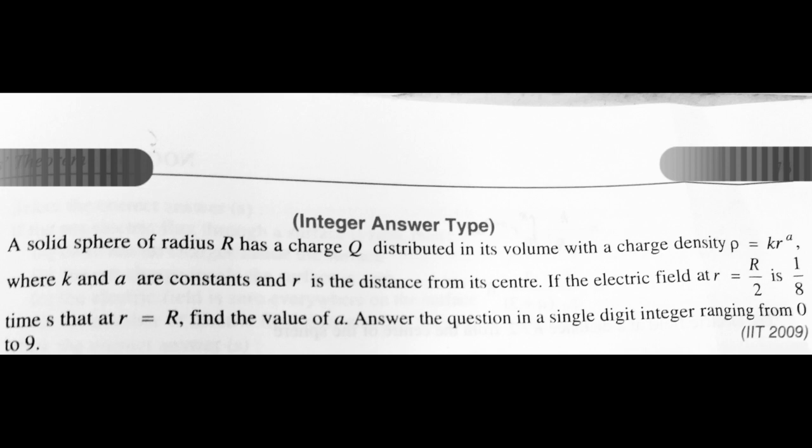It now tells us that the electric field at small r equals capital R by 2 is 1 by 8 times that at small r equals capital R, that means at the surface of this solid sphere. Find the value of small a. The answer should be an integer ranging from 0 to 9. This is the common process of integer type questions that come in JEE Advanced. So let's start. I hope you have understood the problem and written it in your class book.